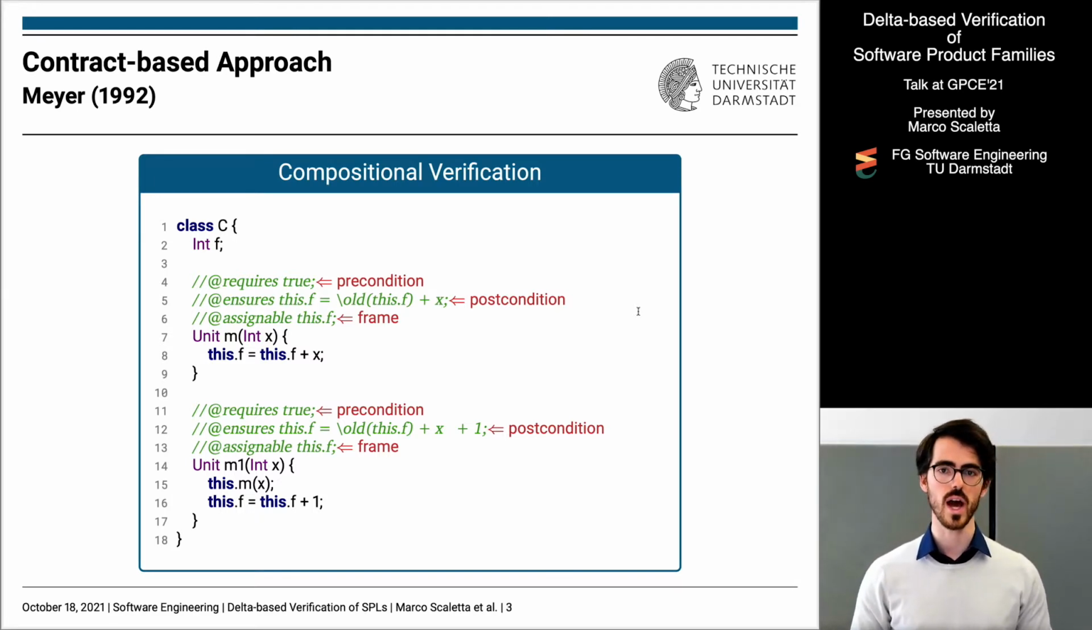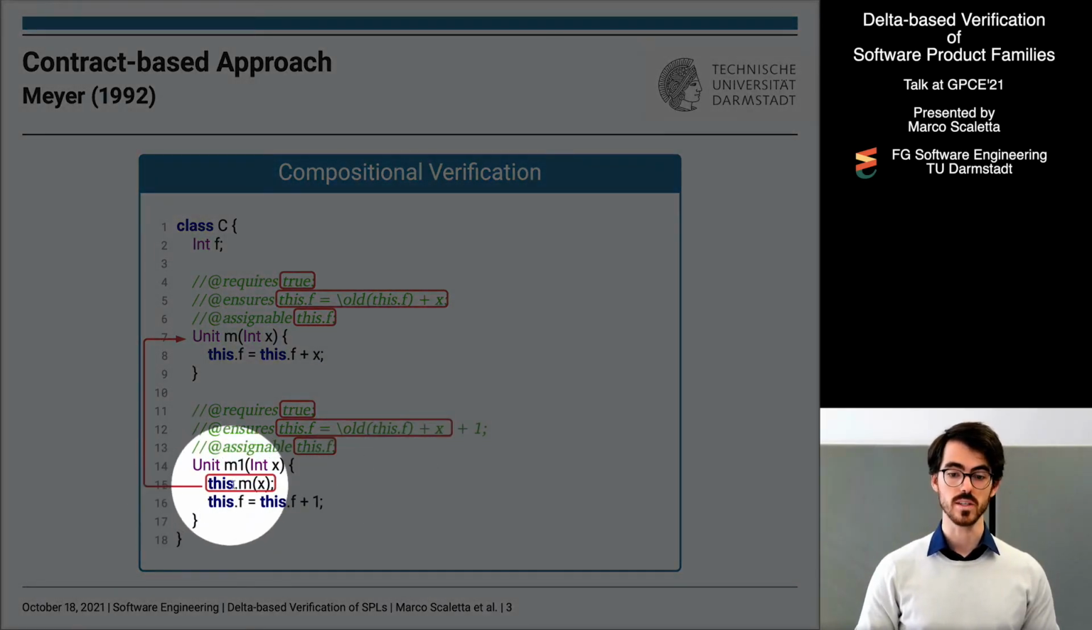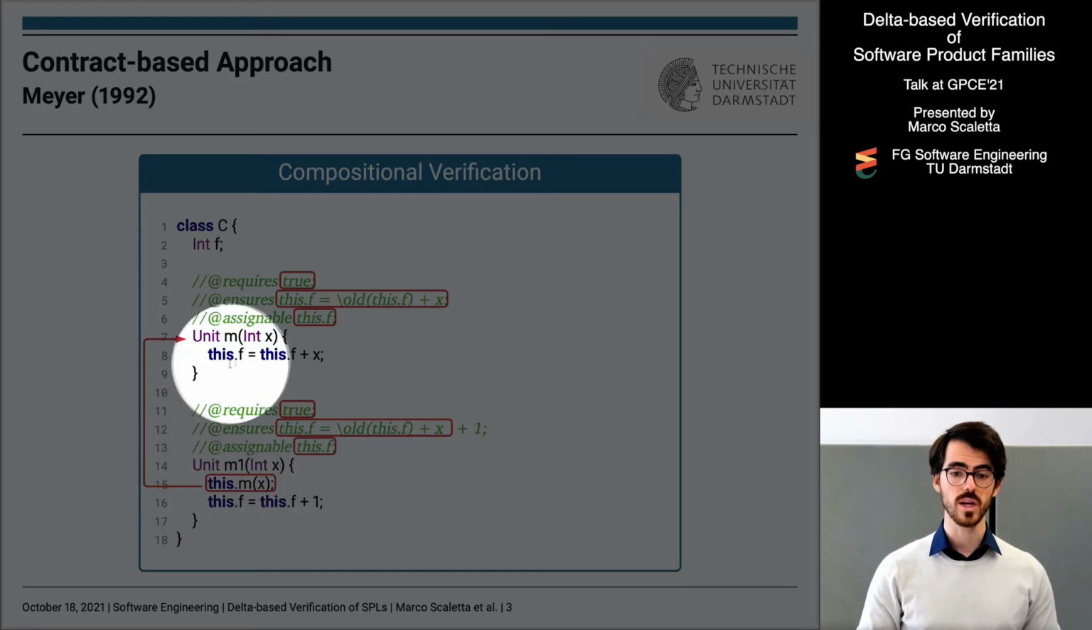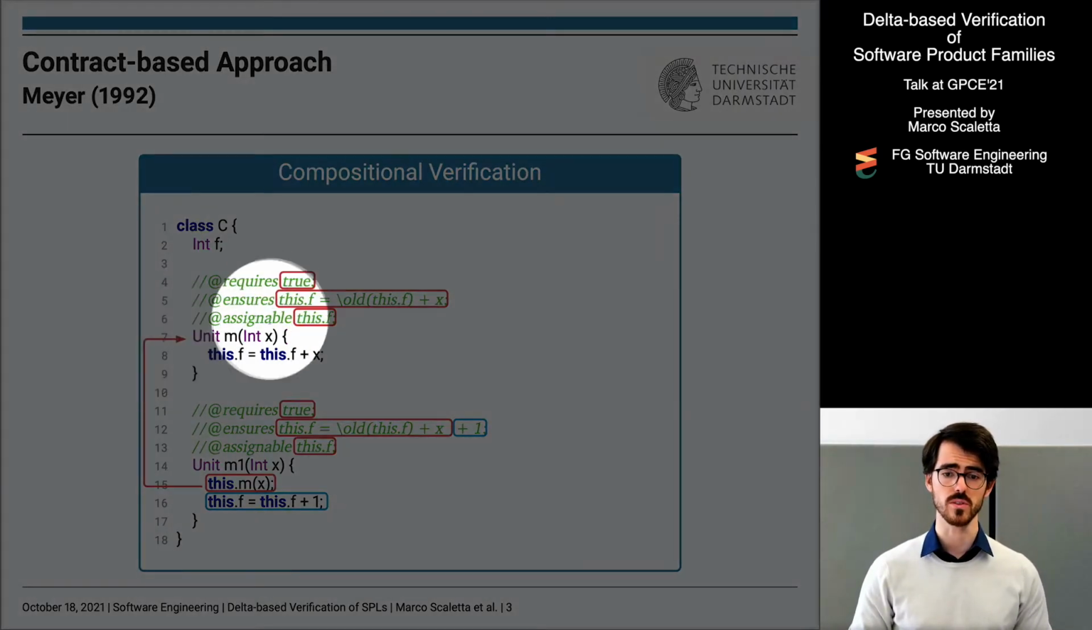And also we have a restriction that only the variables that are included in the frame can be assigned by that method. For example, here we have a method M1 that calls method M, and we can compose this contract in order to have the verification of method M1 only relying on the contract of method M.